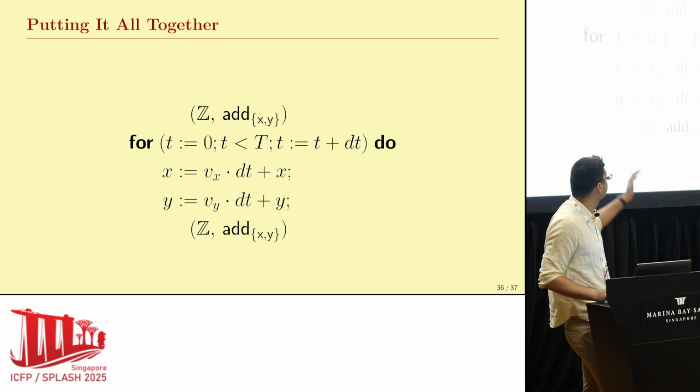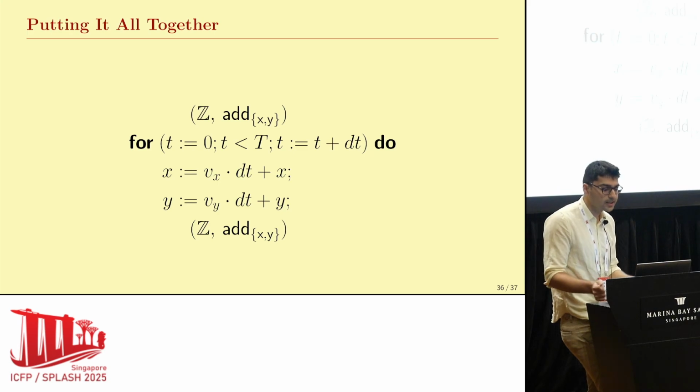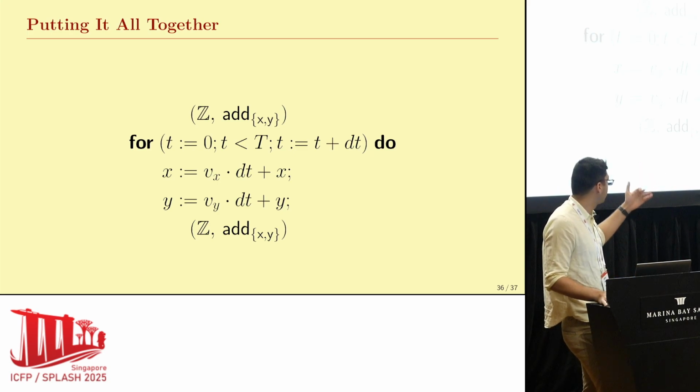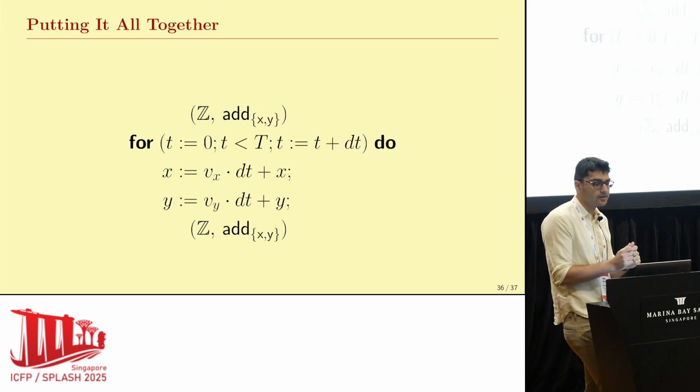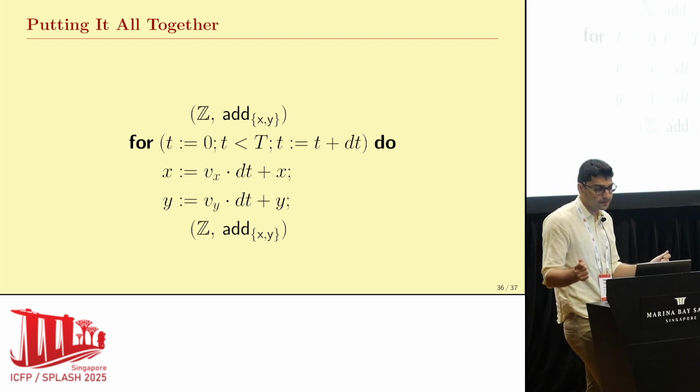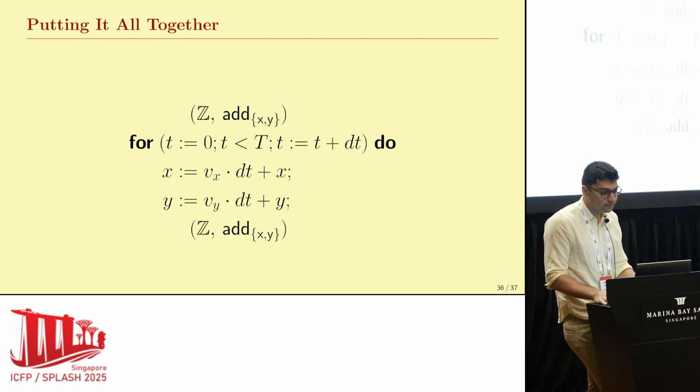If you add some integer to the starting positions x and y, and you run this program where the car moves in a straight line, you will end up in a situation where the final position of the car is translated by the same amount. And so this is what a lot of the proofs in our logic look like. They're very similar to Hoare-style proofs.